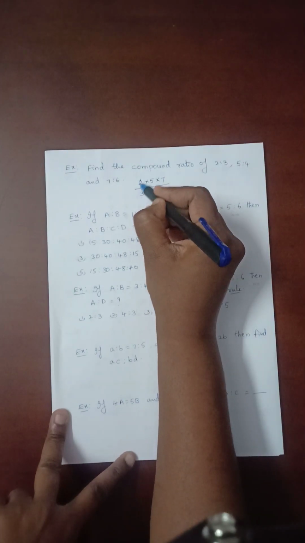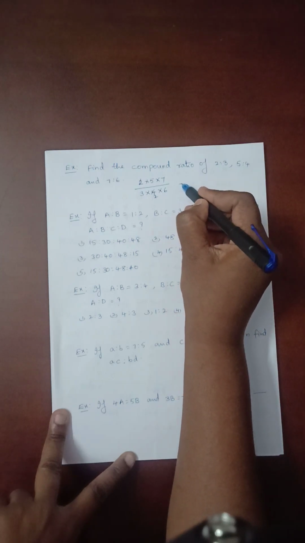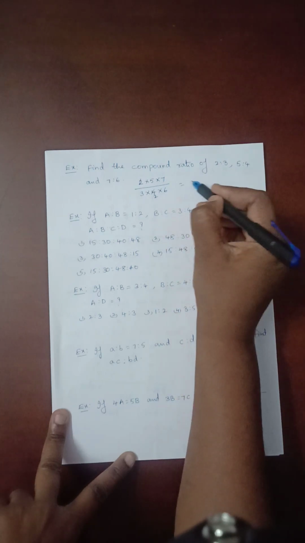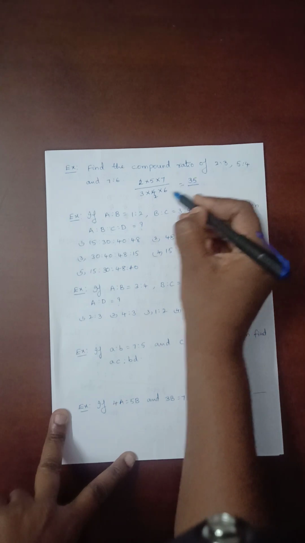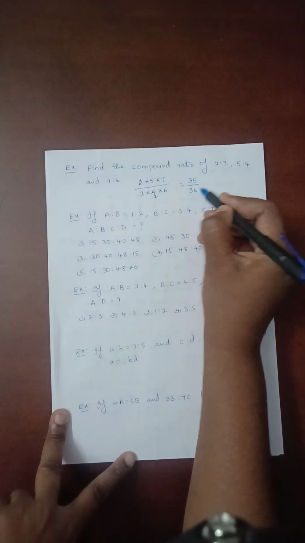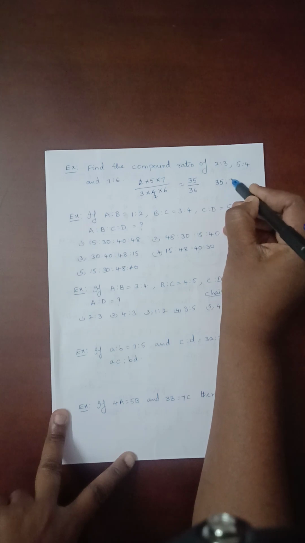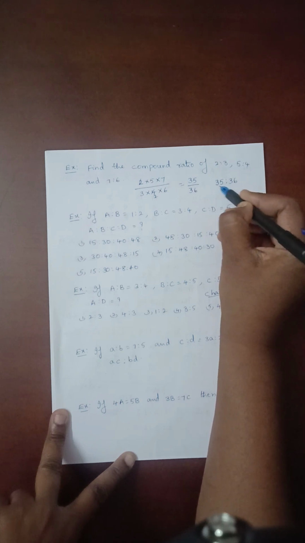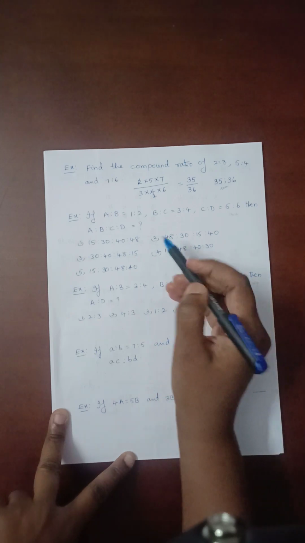Any cancellations are there? 2 1s are, 2 2s are. Any more cancellations? No. So 7 5s are 35 divided by 3 2s are 6, 6 6s are 36. So compound ratio is 35 is to 36.